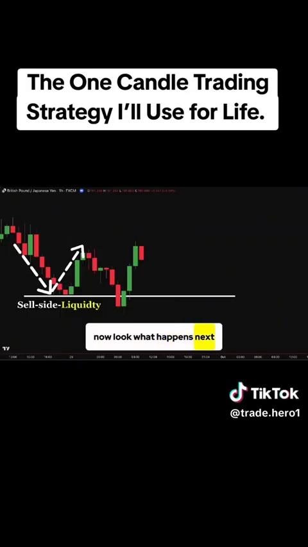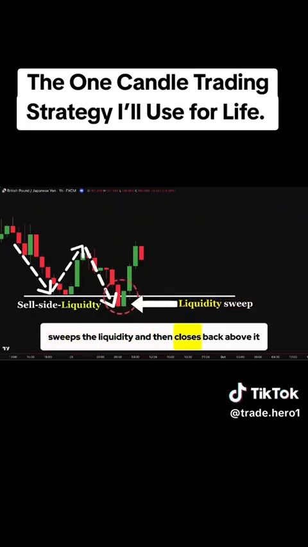Now look what happens next. The market breaks below the support level, sweeps the liquidity, and then closes back above it. That's the second phase of the market maker circle, the liquidity sweep. Retail traders are trapped, and smart money is now in control. As we said earlier, after the liquidity sweep, the market makes a displacement move. This is the money move, the real shift in direction driven by smart money.